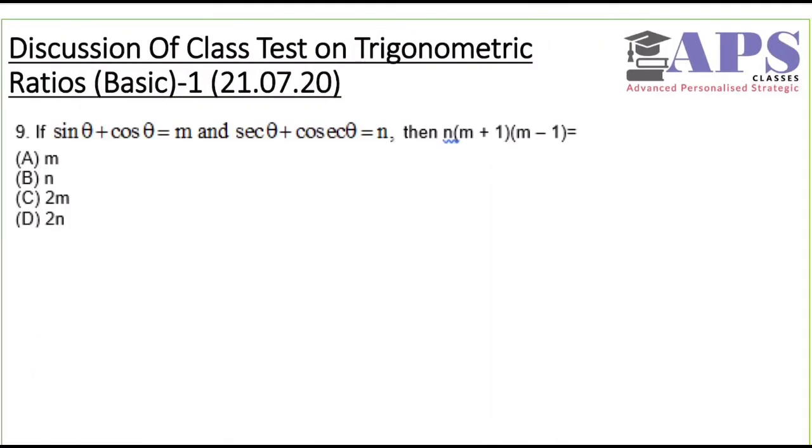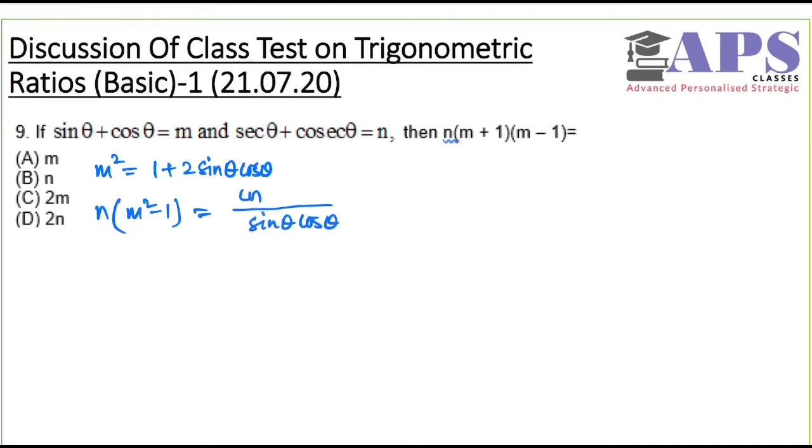In question number 9, we know that if I square, m square will be sin square theta plus cos square theta plus 2 sin theta cos theta. So m square minus 1 is 2 sin theta cos theta. So therefore n into (m square minus 1), that is the expression that you have to find, is equal to sec theta plus cosec theta is 1 by cos plus 1 by sin. So the denominator is sin theta cos theta after taking LCM, and here we will get cos theta plus sin theta, that is our n, and m square minus 1 is 2 sin theta cos theta. So this is cancelled, and 2 times (cos theta plus sin theta), which is 2m. So option C is correct here.